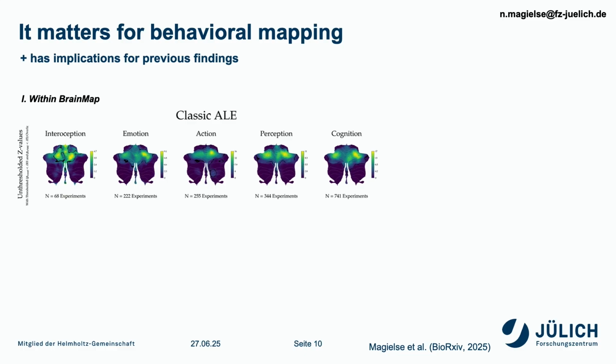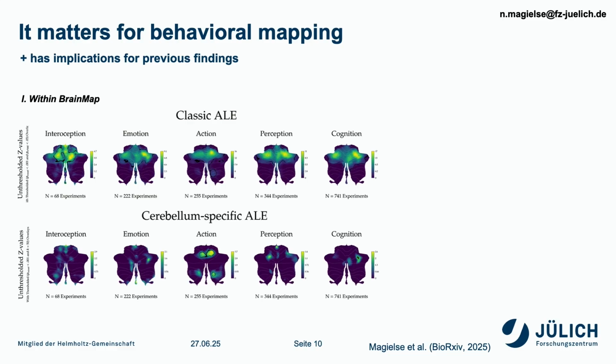So when I look at the BrainMap database and just take the behavioral domains that are in there, interoception, motion, and so forth, you can see that you just mirror this superior reporting bias in your ultimate results. And then if you use our new method, you can see that these activations become a lot more specific. So in action, you start to see this dual motor representation, but you might also not find convergence, which is completely a reasonable result, of course. And in cognition, you find this nice small cluster in Crus I on the right side.